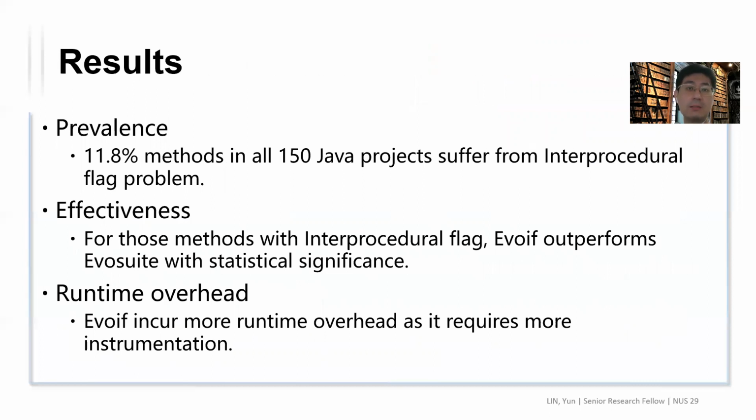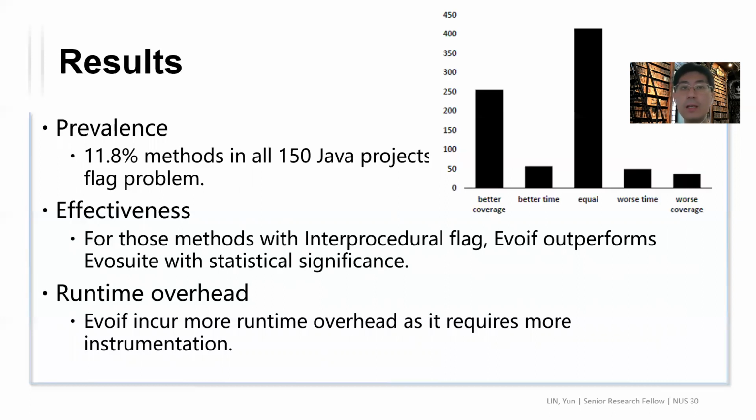Here is the experiment result. First, we observe that 11.8% of methods in all the projects suffer from interprocedural flag problems. It means that such a problem is prevalent, and this problem is detrimental to the effectiveness of search-based software testing work. Second, we can see that EvoSuite-IF outperforms EvoSuite in methods with interprocedural flags.